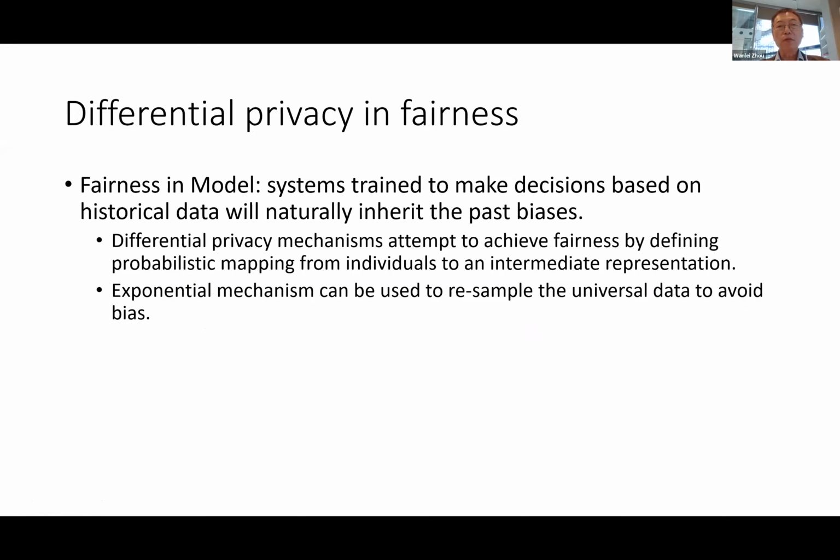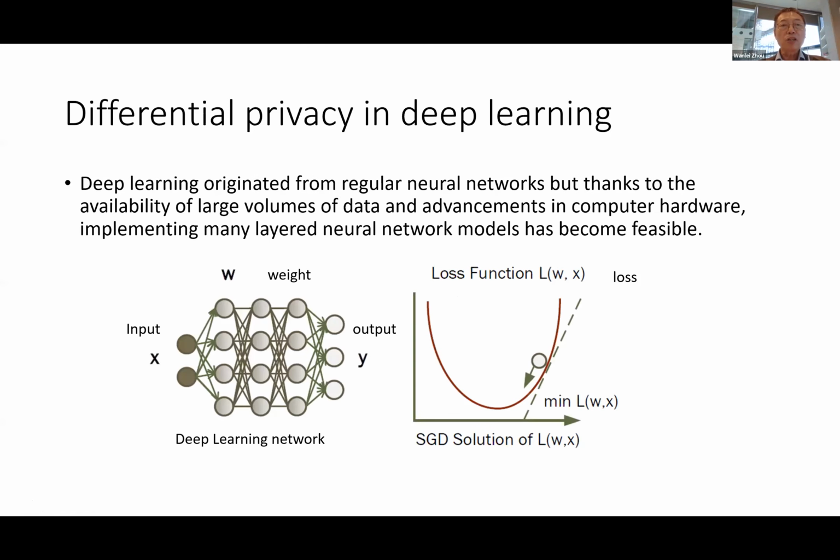Fairness, as I mentioned before: you can use differential privacy, put the noise in there, to achieve this fairness by ignoring those past biases that you could have. And also you can resample this universal data set to avoid the biases by using DP there. Deep learning is also a quite interesting thing, where you can use DP in many places.